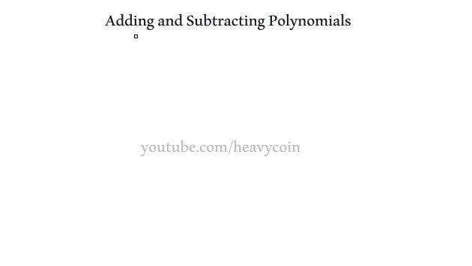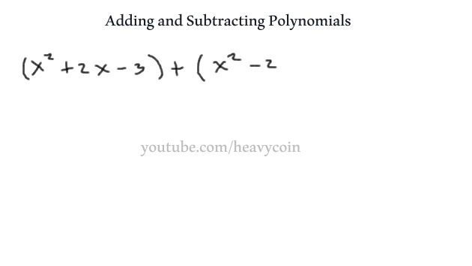Well, we're finally going to get to adding and subtracting polynomials here. Let's start out with some easy stuff. What if we had x squared plus 2x minus 3, and we were to add that to this polynomial, x squared minus 2x plus 3? There are reasons why I've got parentheses around this. Anyway, let's just see what's going on here.